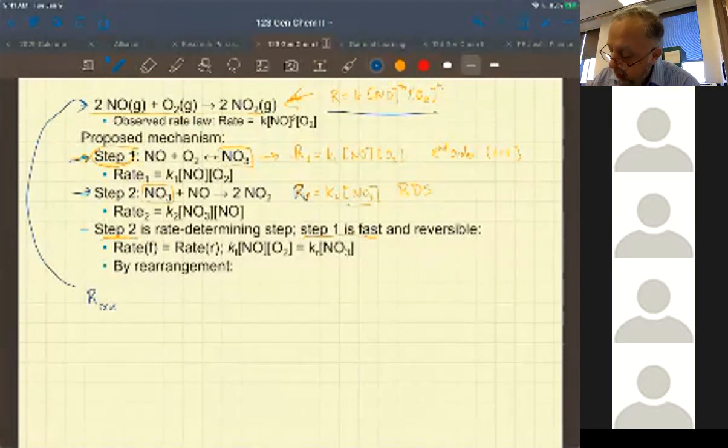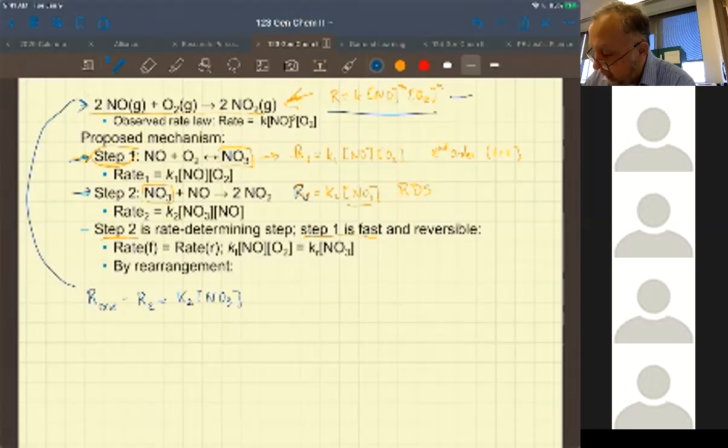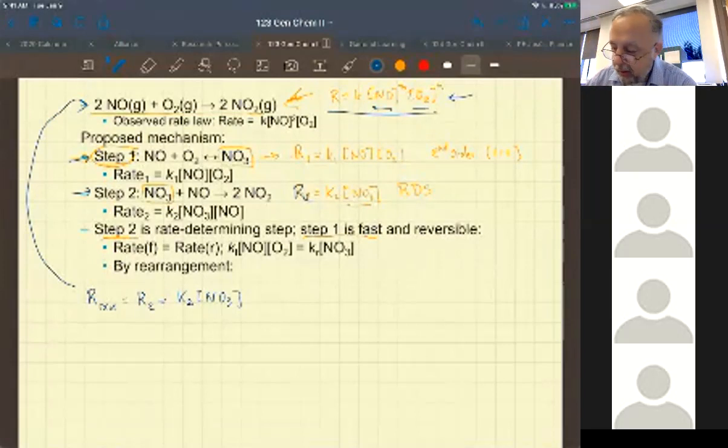So the rate of the reaction is equal to R2, and R2 is equal to K2 concentration of NO3. But this is not the way that it should be expressed. It should be expressed in terms of concentration of NO and concentration of O2 all the time. You can never express the rate of a reaction in concentration of products or concentration of intermediates or concentration of catalysts. It has to be on the concentration of the reactants.